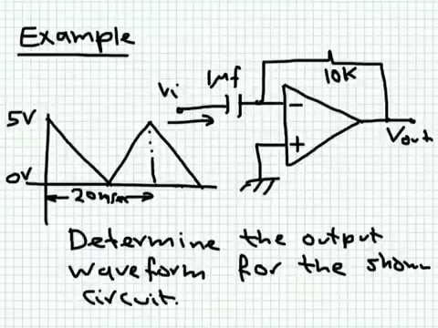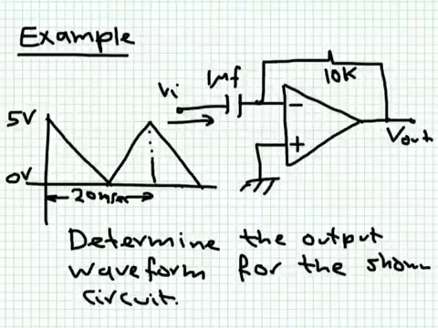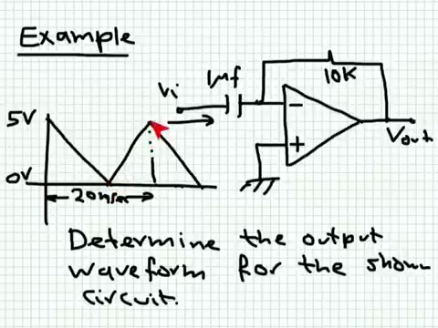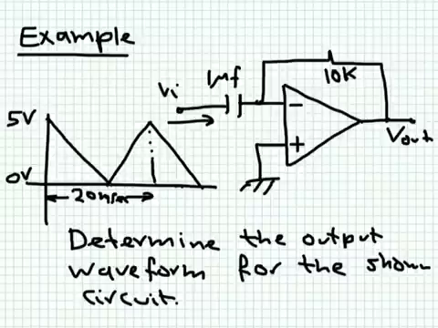Okay, let's take a look at one example here. This is a differentiator. We have an ideal differentiator. We have a capacitor of 1 microfarad. We have a 10K resistor. What is V out here? V in is simply a triangular waveform of this form. It goes from 5 volts to 0 in 10 milliseconds, and then goes from 0 up to 5 volts in another 10 milliseconds. We would like to determine the output waveform for the shown circuit.